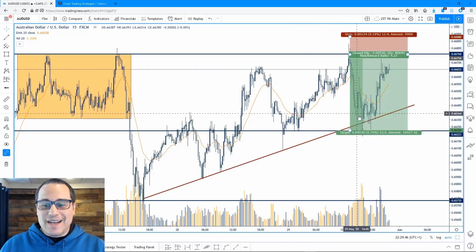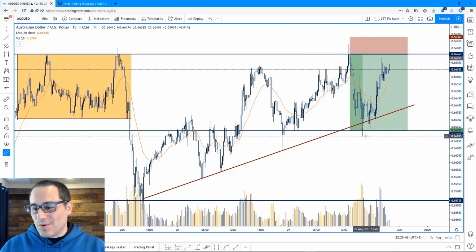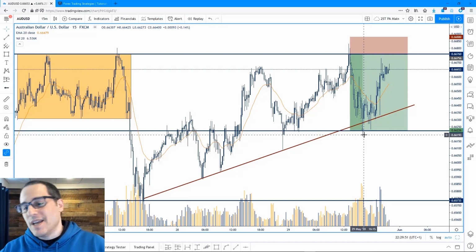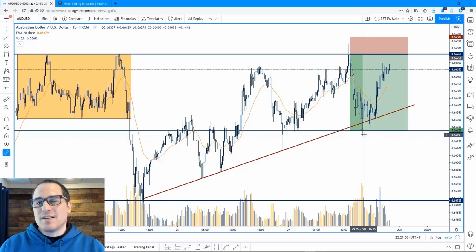So that was his target, and it literally hit the target, went approximately 4 pips past his target, and then came right back higher right towards his entry. So super precise on his location.